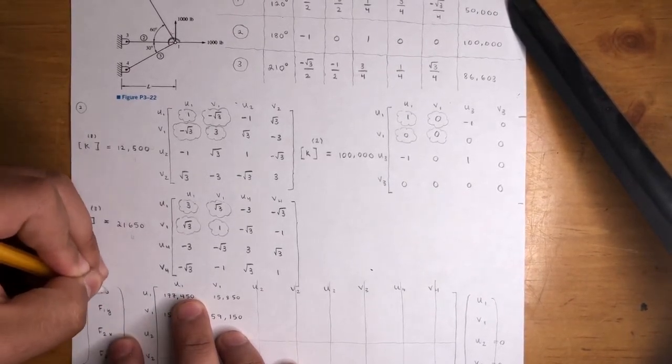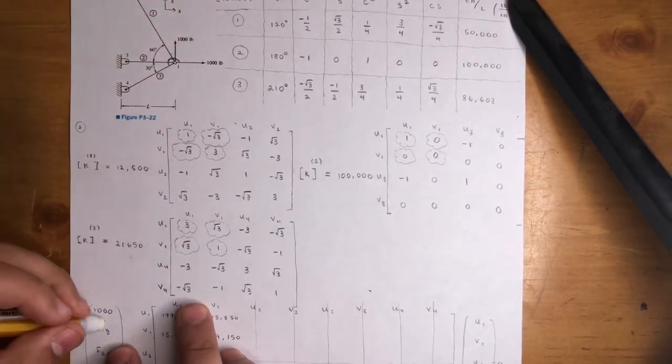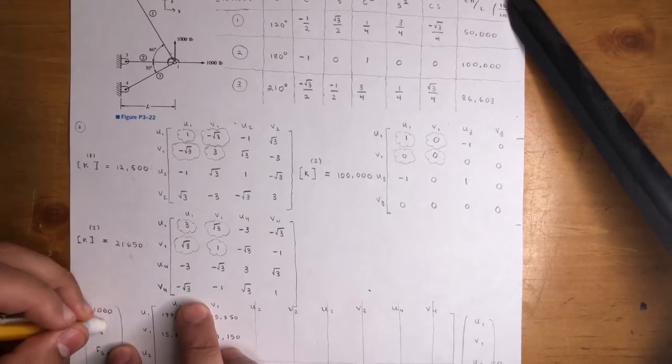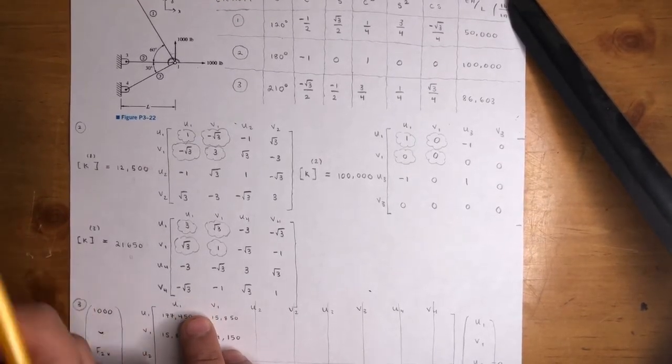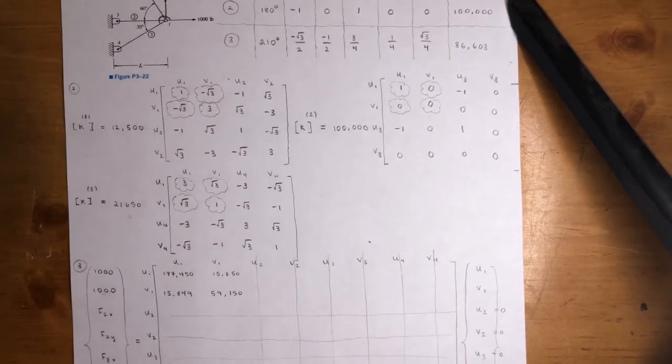This is 1,000. And then in the y direction, there's a positive 1,000 going up. So what's a positive 1,000? Obviously, it's going up. So it's 1,000. Now we can make the equations.